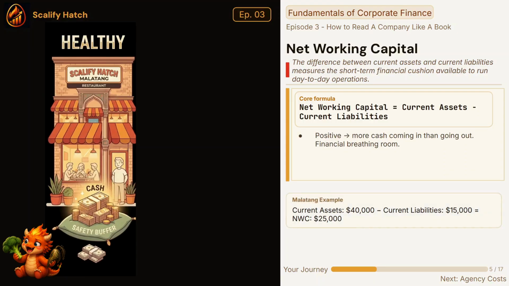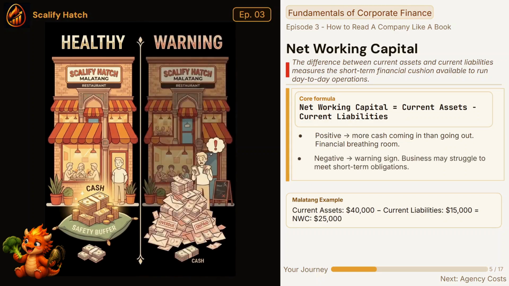Say our Malatang restaurant has $40,000 in current assets and $15,000 in current liabilities. Our net working capital is $25,000. That's a comfortable breathing space. However, a negative number means a warning sign. It shows that the business might not be able to cover its short-term obligations when they come due.